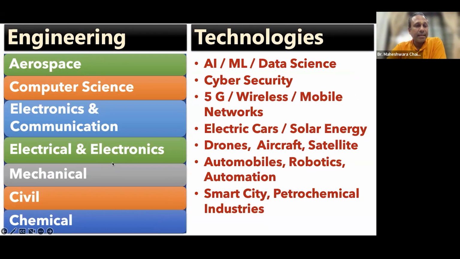Now, these are the engineering branches: aerospace engineering, computer science, electronics, electrical engineering, mechanical, civil, and chemical engineering. On the right hand side, you can see the different technologies. All these words you might have heard about: AI, ML, data science, cybersecurity, 5G, wireless and mobile networks, electric cars and solar energy, drones, aircraft and missiles, then satellites, automobile, robotics, automation, smart city, petrochemical industries. So these are the different areas in which the engineers will work.